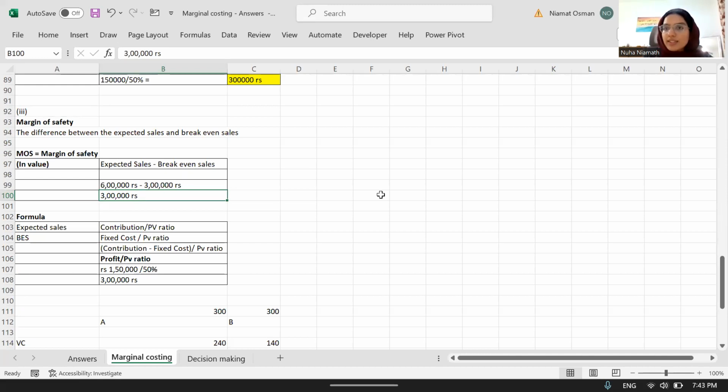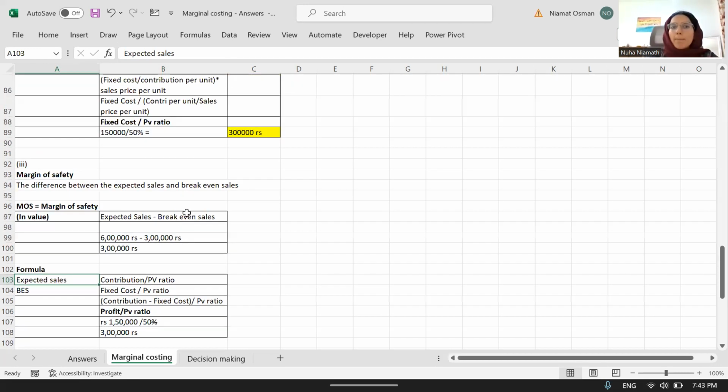Is it clear, Jansi? Clear. Okay. So margin of safety is not your profit. Please don't get confused. Margin of safety is that excess sales you're making over and above break-even sales. Now let's derive the formula. Coming to expected sales, contribution divided by PV ratio. Khatija wants me to repeat once more. Okay. Margin of safety is basically the extra sales that you make over and above your break-even sales.